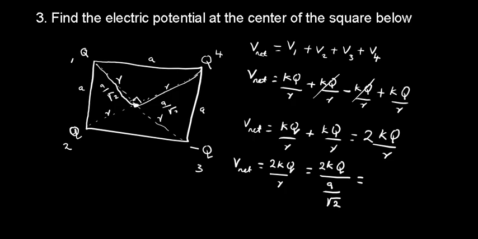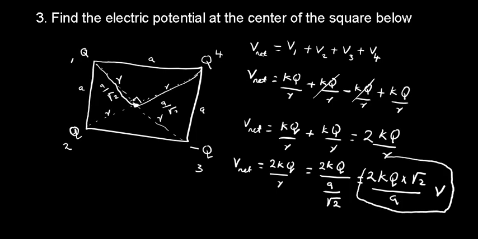2KQ multiplied by root 2 over A. And the unit is what? Is the volts. This becomes the electric potential at the center of the square. At the center of the square. Okay, let's continue.